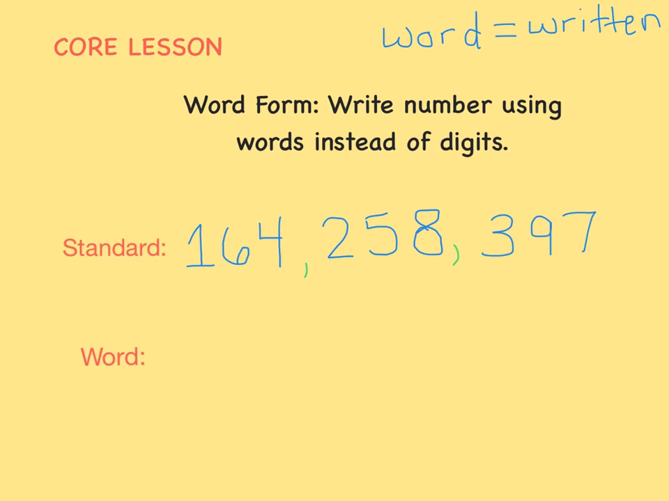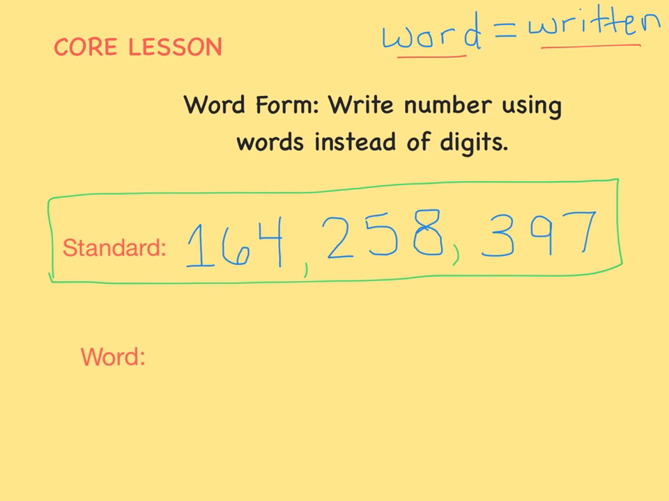Word form is when we write a number using words instead of digits. Also, notice that sometimes you'll see it called word form and sometimes you'll see it called written form. They mean the same thing. Here is the same number we looked at before in standard form. It's just the digits. When we write the standard number in word form, we're just going to write it the same way we say it out loud.